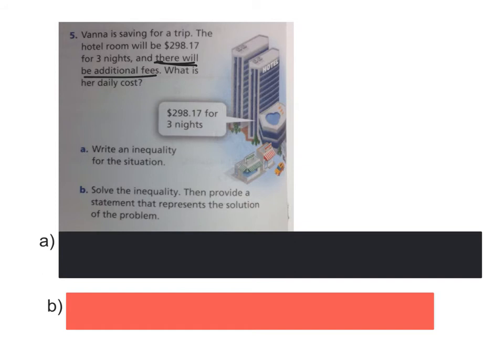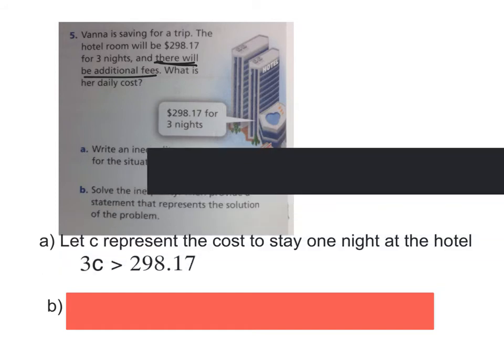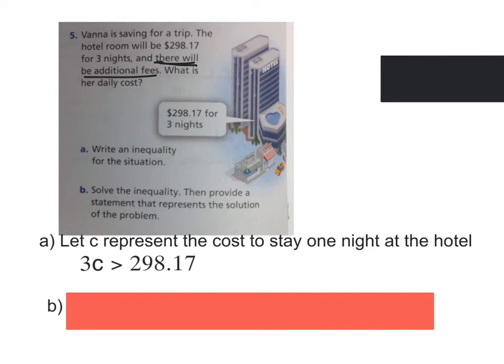So our inequality, different ways we could do that. If C is the cost to stay 1 night at the hotel, we're just staying 3 nights. So we have 3 times the cost for 1 night is greater than $298.17. Greater than because there's additional fees. Means it's going to cost more than that altogether.